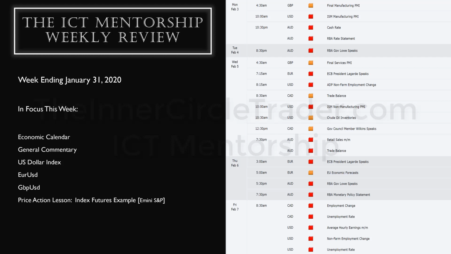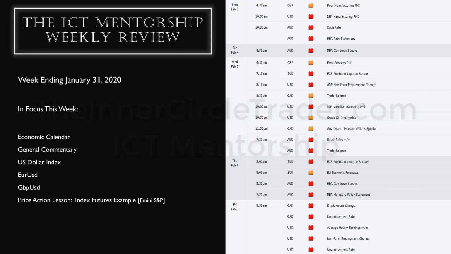So we're looking at our economic calendar for the week to come. For Monday, February 3rd, we have final manufacturing PMI, medium impact for GBP, London session, and at 10 a.m. we have high impact ISM manufacturing PMI. And later that night at 10:30 p.m., you have high impact cash rate and RBA rate statement for Australian dollar.